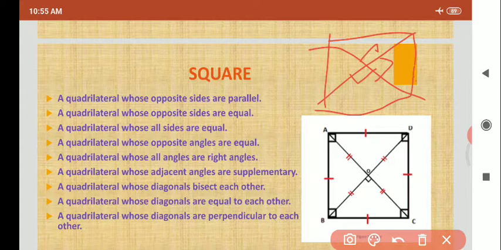So it means every parallelogram is not a square, but every square is always a parallelogram. Understand?